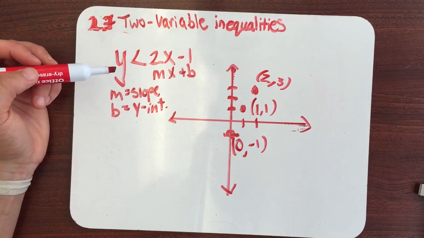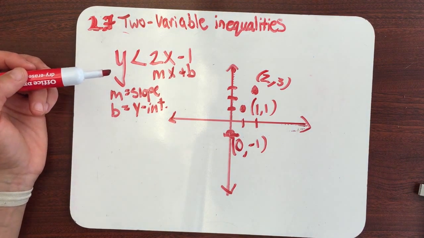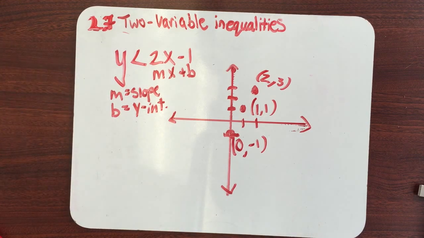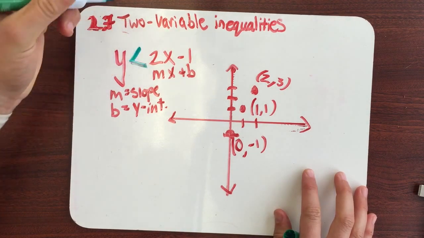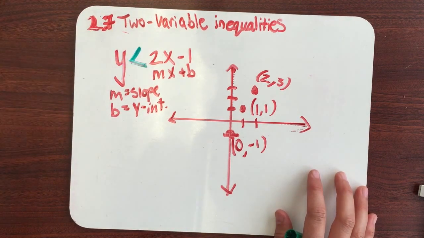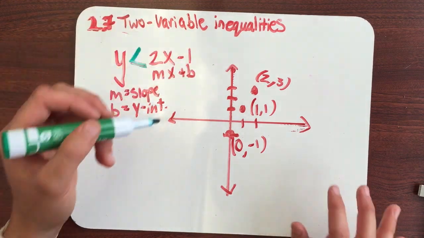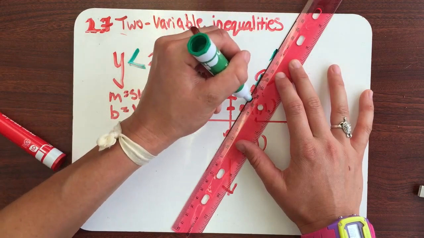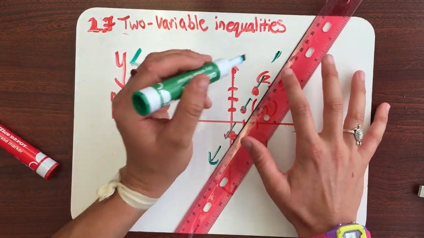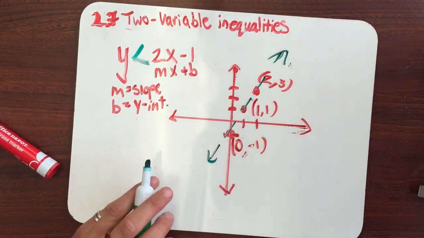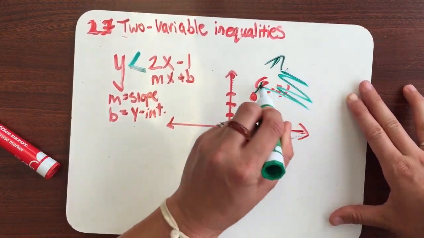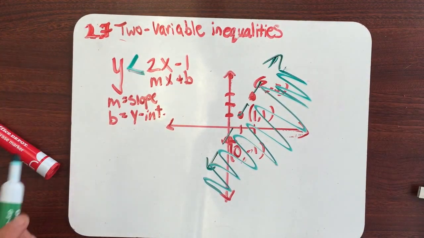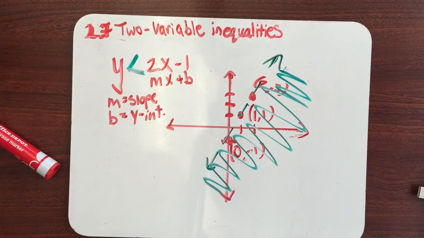Okay, so now we have to look at where we're going to shade and if it's going to be including or not including the boundary line. Since we have less than, that means it's not including the boundary line. So we're going to use a dashed line to draw on the boundary line. And since it is y is less than, we're going to shade everything below. And that's how you graph two-variable inequalities when it is for a linear equation.